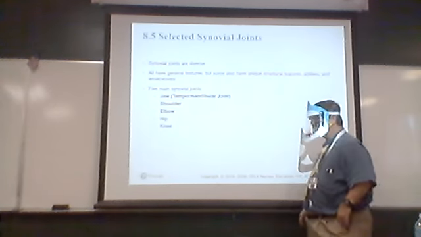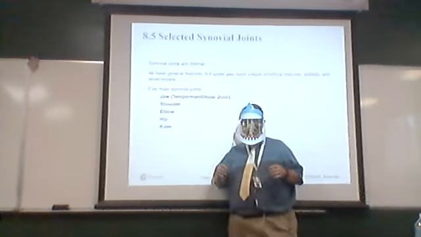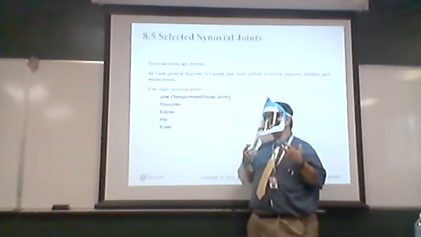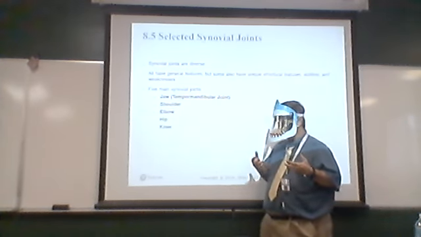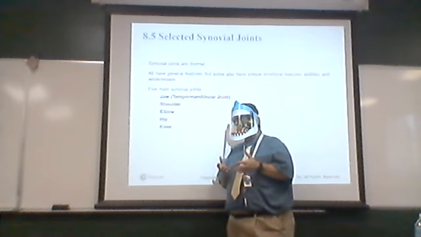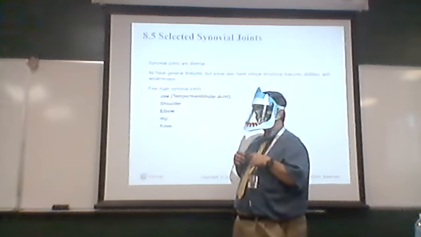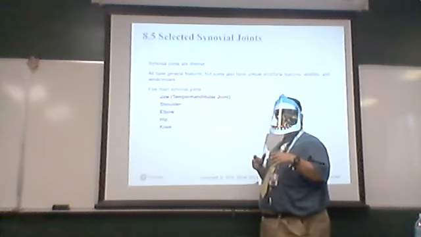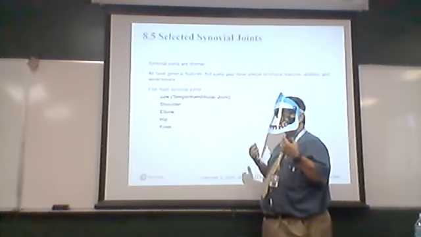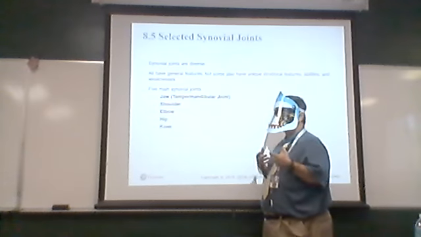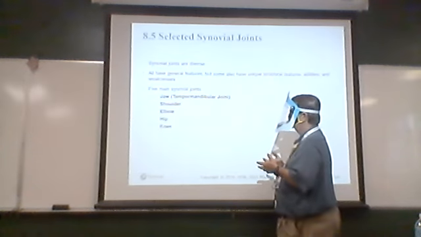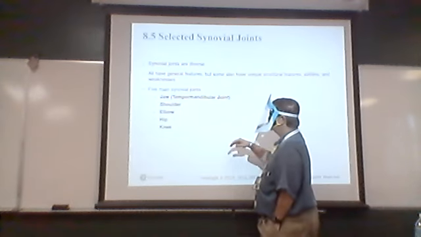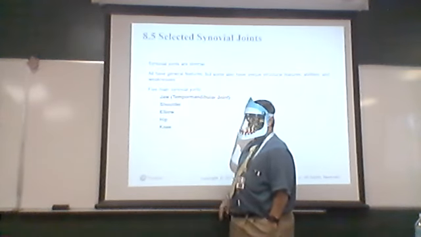We already talked about the fact that in the synovial joint, you have articular cartilages made out of hyaline cartilage. You have a joint capsule made out of connective tissue, the outside layer made out of connective tissue, and the inside layer being a synovial membrane that makes synovial fluid that lubricates the joint. So let's go through the five big ones.